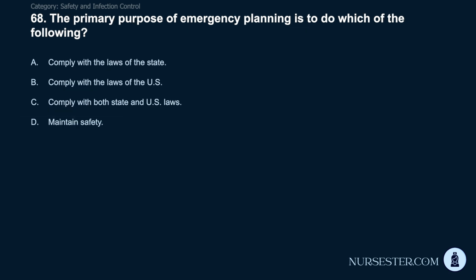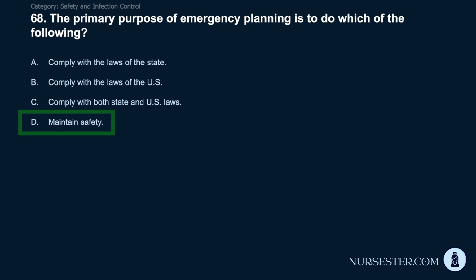68. The primary purpose of emergency planning is to do which of the following? A. Comply with the laws of the state. B. Comply with the laws of the USC. C. Comply with both state and US laws. D. Maintain safety. Correct answer, D.